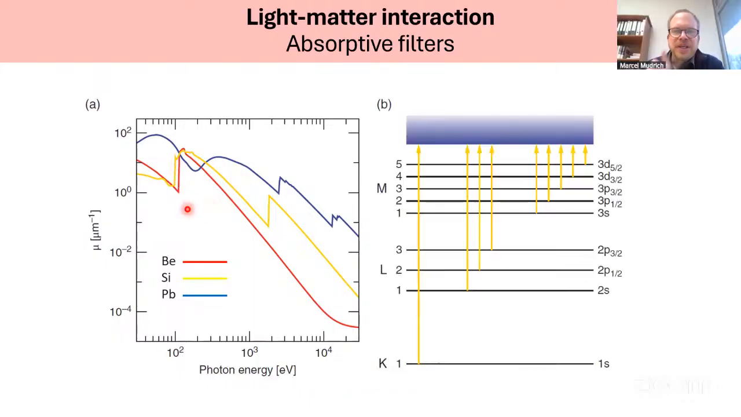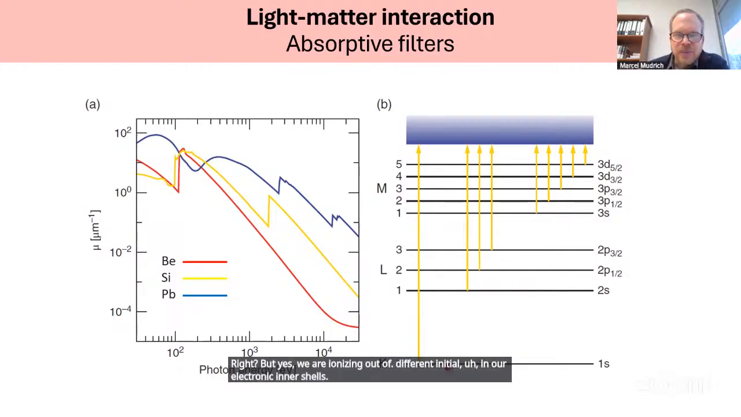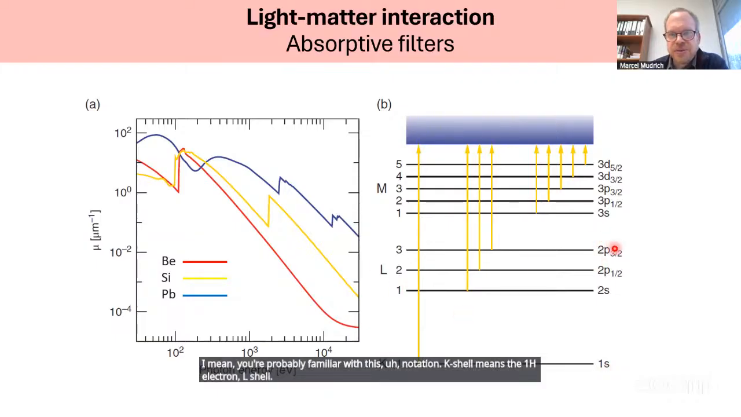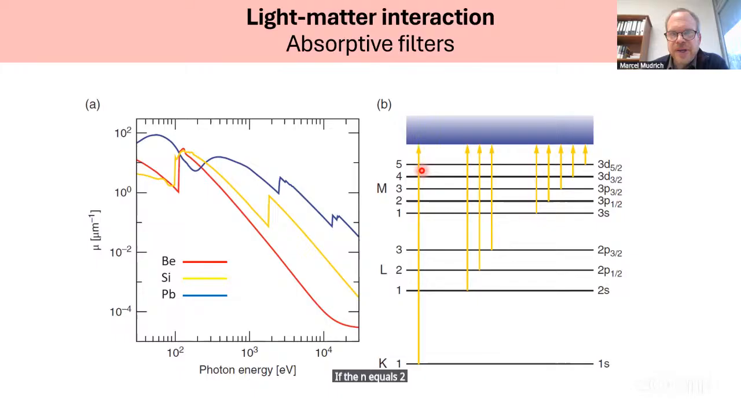You're saying we are exciting, but we're actually ionizing, right? Yes, we are ionizing out of different inner electronic shells. Most prominently, the most strongly bound electron is the one in the K shell, the 1s. You're probably familiar with this notation. K shell means the 1s electrons. L shell is the n equals 2 principal quantum number. M is n equals 3, and so on.